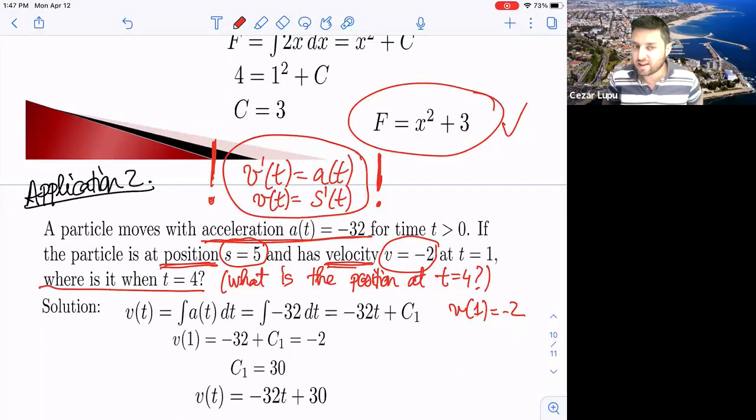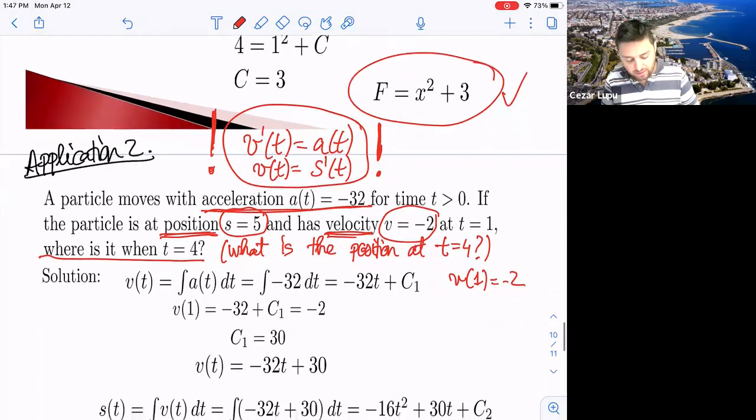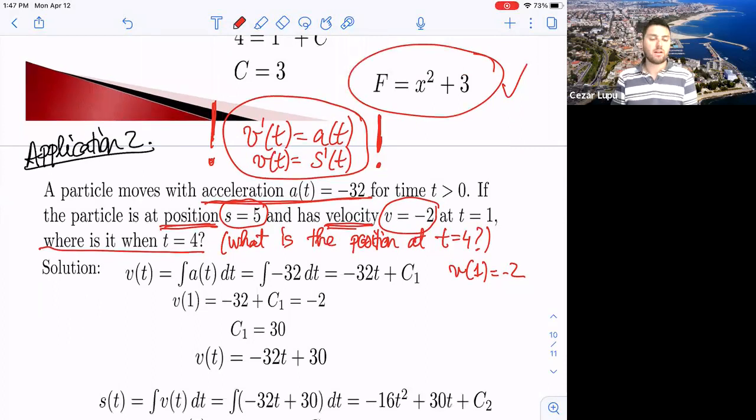Given the velocity of a particle, what can I do? I can find the position, right? And how do I find the position of the particle? s of t, by integrating the velocity. So let's do that. So the position s of t is nothing else than just the integral of v of t dt. Well, I know that v of t is negative 32t plus 30. We're going to integrate that.